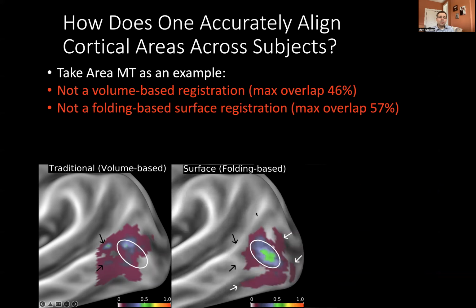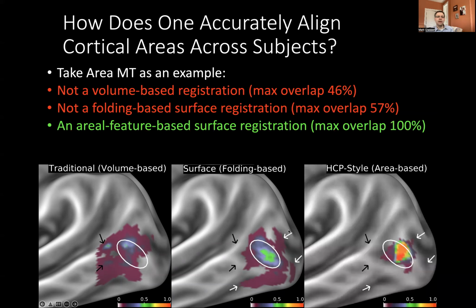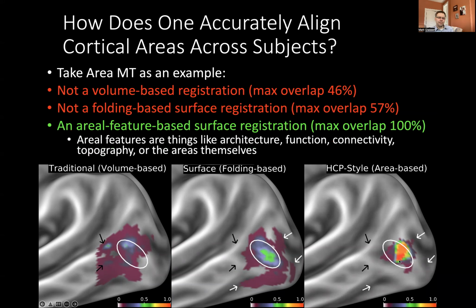A folding-based registration on the surface does quite a bit better. We got a single hotspot of high probability, but our overlap still isn't all that much above 50%. And we've got a number of individual area MTs in individual subjects that are not lined up. But if we do what's called an areal feature-based registration, we can get up to 100% overlap, getting all of the area MTs lined up. And by areal features, I mean things like architecture, function, connectivity, topography, or the areas themselves.